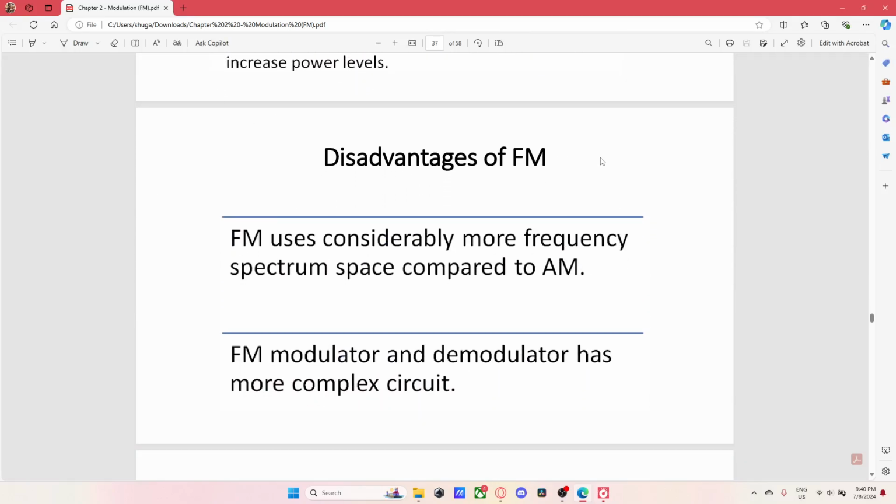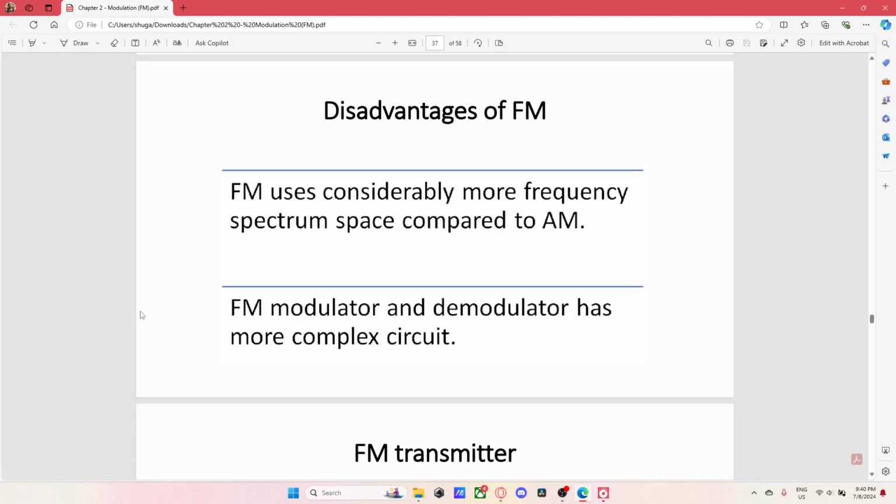So what are the disadvantages of FM? It requires considerably more frequency spectrum space compared to AM. FM modulators and demodulators are more complex units. Thus, it is more expensive and so on.